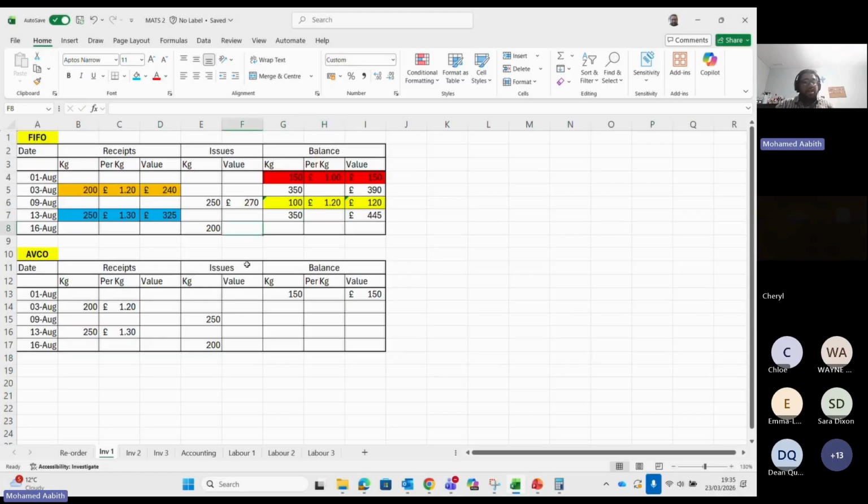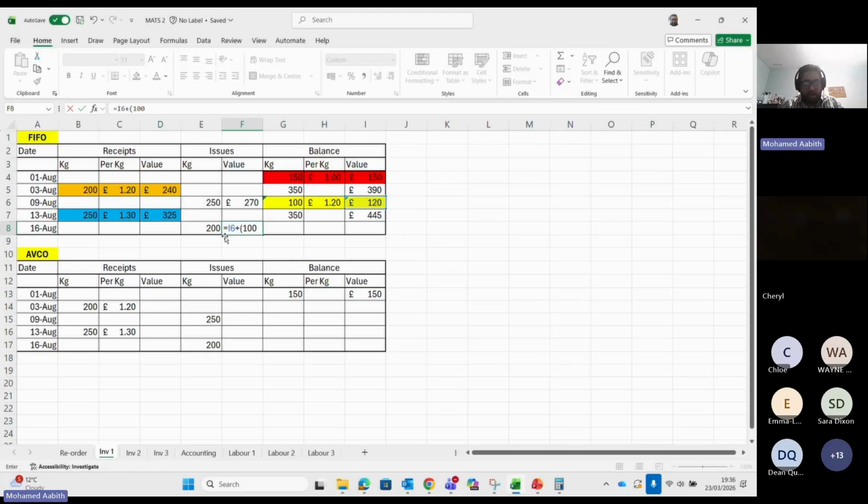Now let's see here. I need to issue another 200 out. So what I need to do here, where I'm going to take it from, can I take it from this 250? Do you think? No, because I cannot take it from there first. First I need to take from this 100. First in, this is the one before the 250, so we're going to take that 100 there. So we're going to say here equal to this 120 plus another 100 of this £1.30.